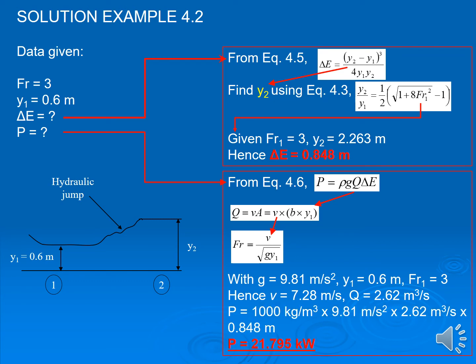Substitute all the values V and Q into equation 4.6. You will have the power equal to 21.795 kilowatts.